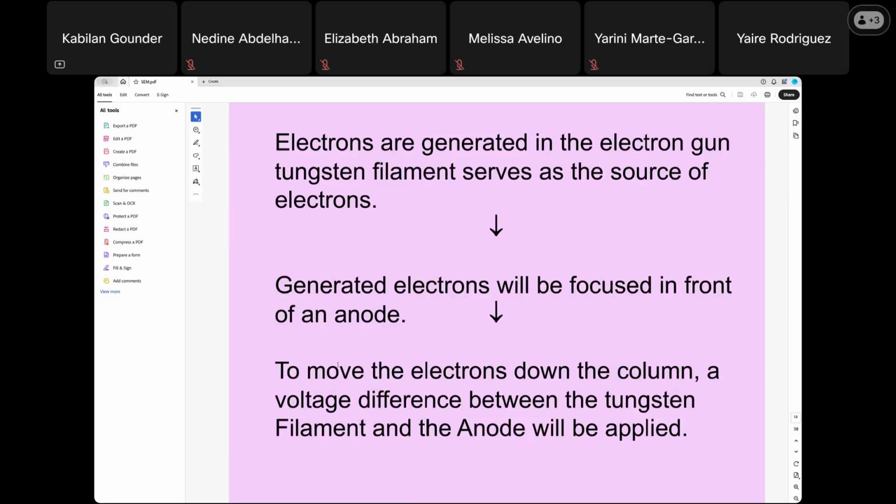So the electrons, as we know, are the light source, and they go and hit the samples and bounce back, and then you can see the images. The electrons are generated in the electron gun, where a tungsten filament serves as the source of electrons in the scanning electron microscope, generating electrons that will be focused in front of the anode. To move the electrons down the column, a voltage difference between the tungsten filament and the anode is applied.